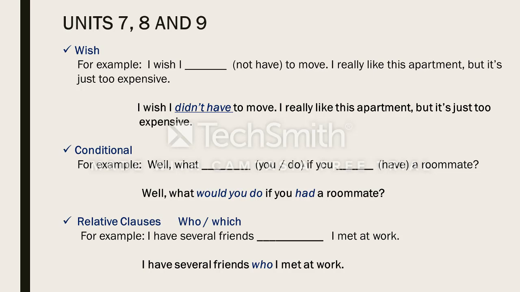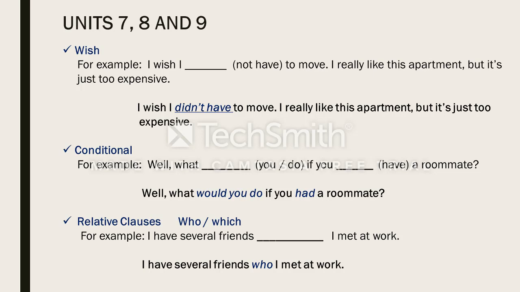So how would you change it in the test? What you have in blue and underlined, that's how it would be. So at the end you have, "I wish I didn't have to move. I really like this apartment, but it's just too expensive." Okay, do you get it? I hope you did. You have to use the correct form of the verb that you are given. I'm going to give you the verbs. You would have to select which one is okay according to the word we're using. In this case it is wish.